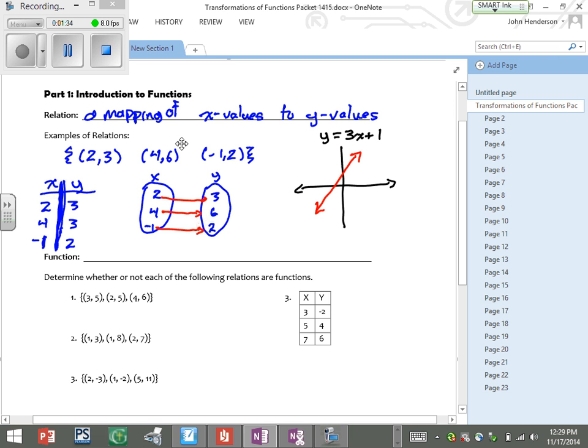One particular type of relation that we're going to focus on in this particular unit is called a function, and that's a relation in which every x maps to exactly one y.